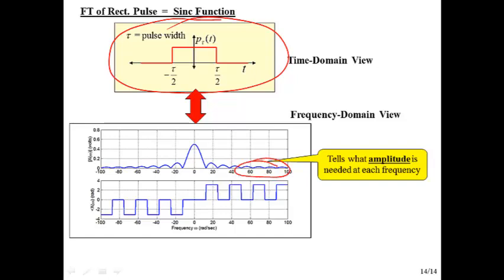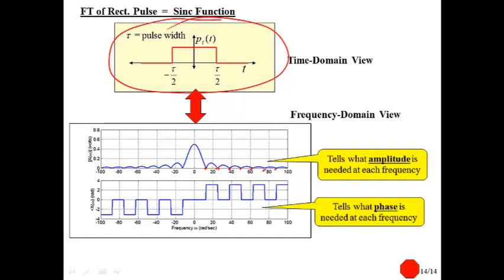And notice that we have contributions from virtually every frequency with the exception of a handful of things. In fact, we have just a discrete set of points that are left out. But other than that, we've got a continuum of frequencies that are contributing. And then the bottom plot, a little less important, but important to get the full picture, tells us what phase we need at each frequency.